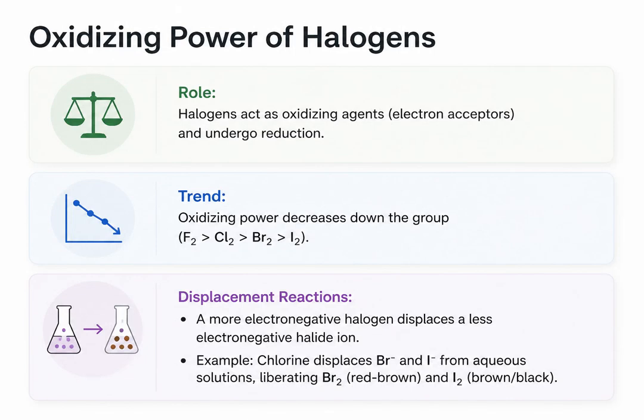Because their oxidizing power decreases down the group, a lighter, more reactive halogen can displace a heavier halide ion from a solution. For instance, if you bubble chlorine gas through a solution of bromide ions, the chlorine will steal their electrons, displacing them to form red-brown bromine.